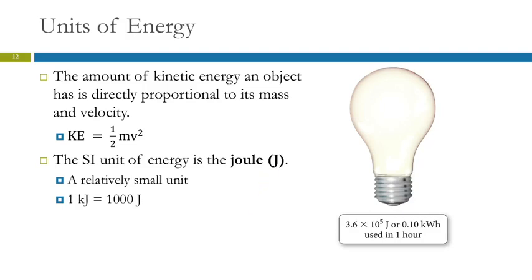This is a relatively small unit. Just for reference, here's a light bulb. A light bulb is going to use about 3.6 times 10 to the 5th joules in 1 hour. It's only 0.1 kilowatt hours, which is another unit of energy that PG&E uses. So the unit joule, we can put metric prefixes in front of it. Kilo means 1,000 or 10 to the 3. 1 kilojoule is 1,000 joules.